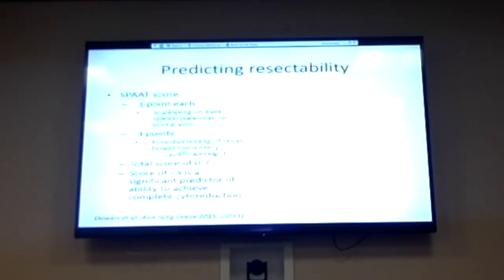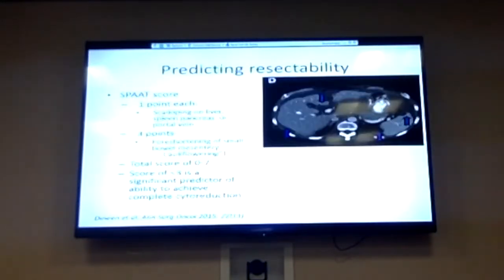And then you assign 3 points for this cauliflowering or foreshortening of the small bowel mesentery. And you can have a total score of 0 to 7. And then a score less than 3 is a significant predictor for the ability to achieve complete cytoreduction. And so as you can see here, you've got the scalloping characteristics there on those organs.